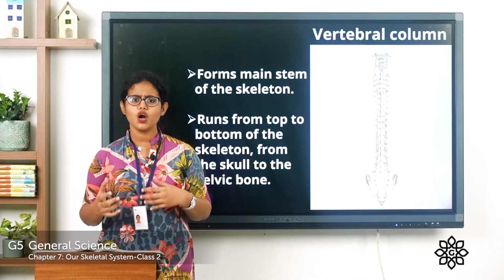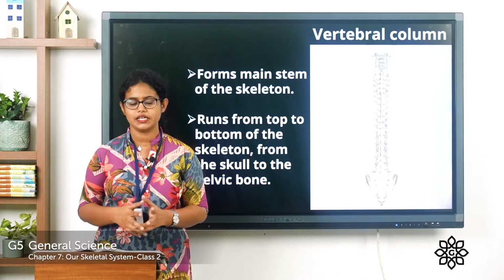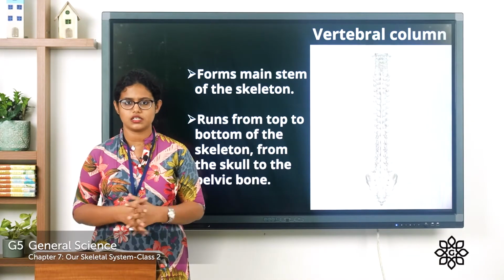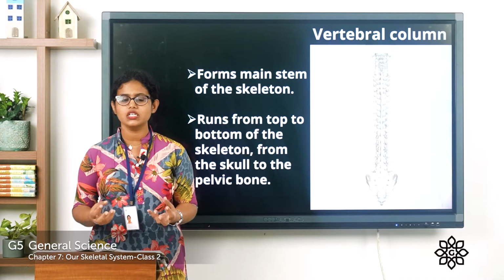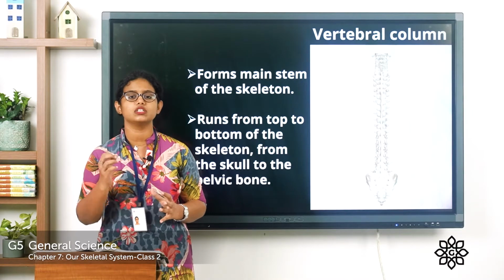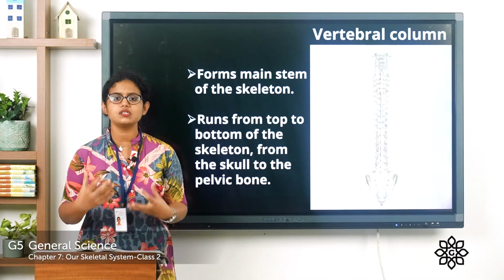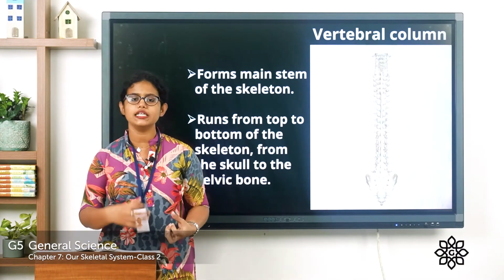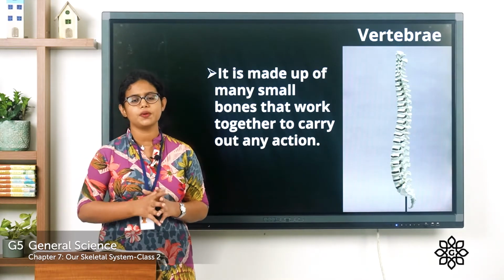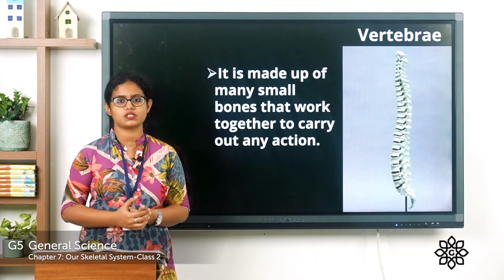Are we all able to bend our back? Yes. Can we twist our body? Yes. Can we stand straight? Yes. So we can do all these things. That is because our body is supported by a flexible column of bones, and that is called the vertebral column. You can see the picture here. And this vertebral column is not made up of a single bone. It is made up of multiple bones.